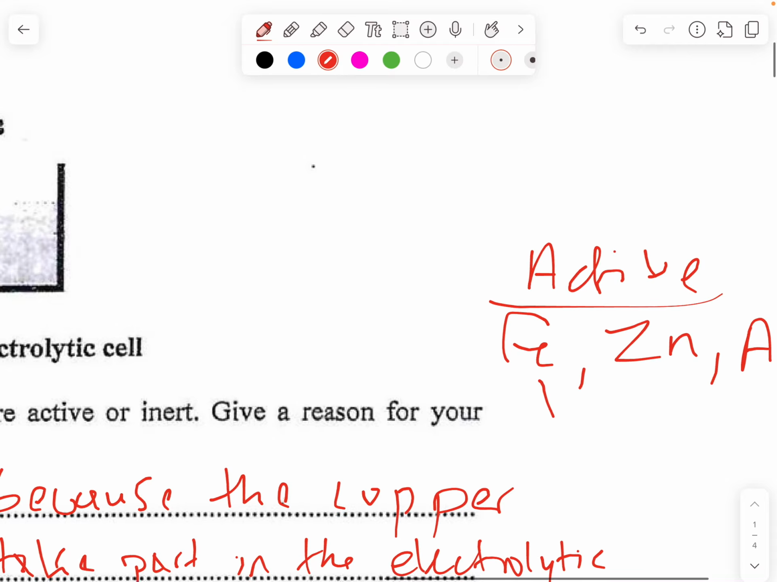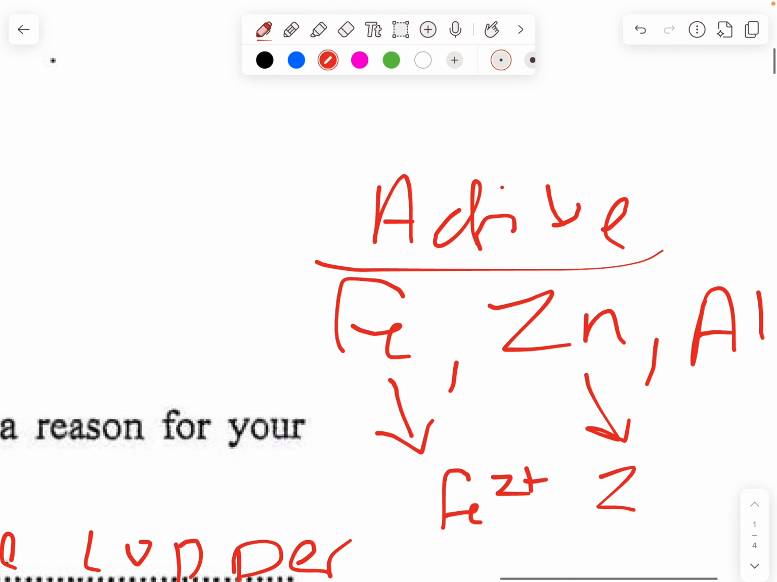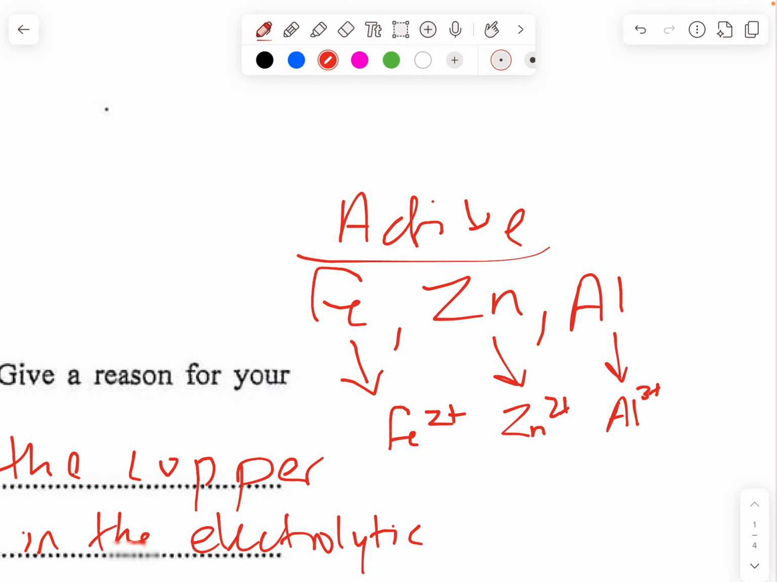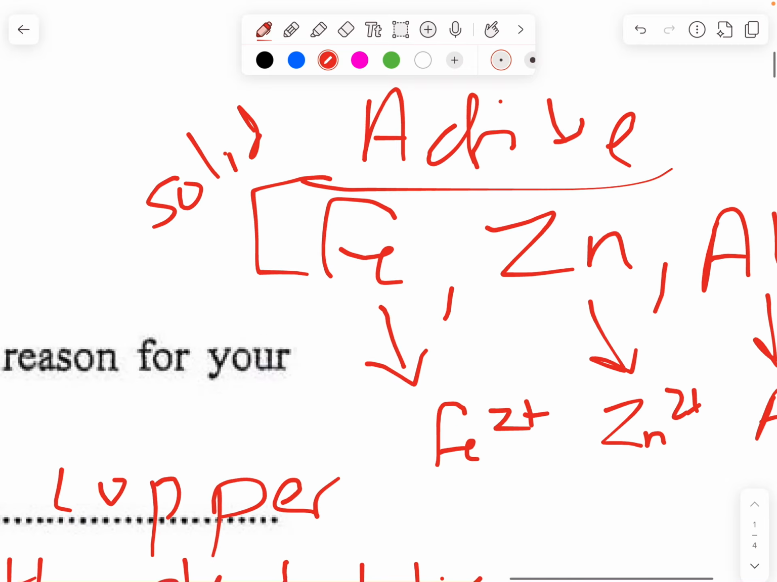So Fe will become Fe2 plus, right? Zinc will become Zn2 plus, and aluminum will become Al3 plus. That's what happens to an active electrode. In the case of copper, of course, it's going to go from Cu to Cu2 plus. It gets ionized, right? I know that all of these electrodes are solids. So it goes from the solid state to the ionized state, which is also aqueous, right?